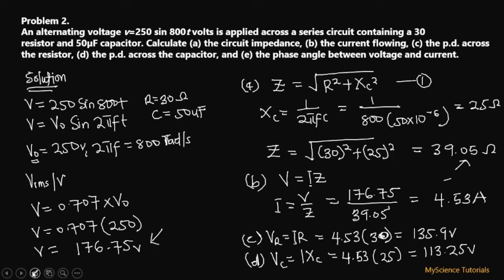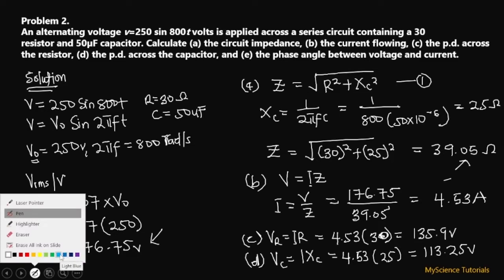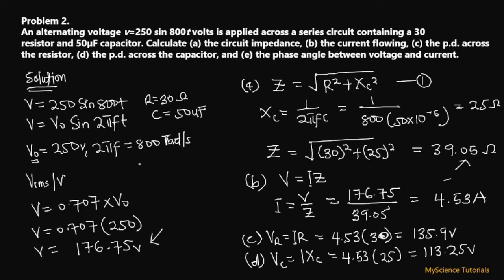So let's do that in another color. To find the phase angle between the voltage and the current, it is given as tan of the phase angle is equal to XC over R, or VC over VR. Any of this ratio can give you the answer that you want. Because we have VR, we have VC here, we can use these. Or because we have XC over here and then the resistance given to us, we can also use that as well. So I will be using this, XC over R.